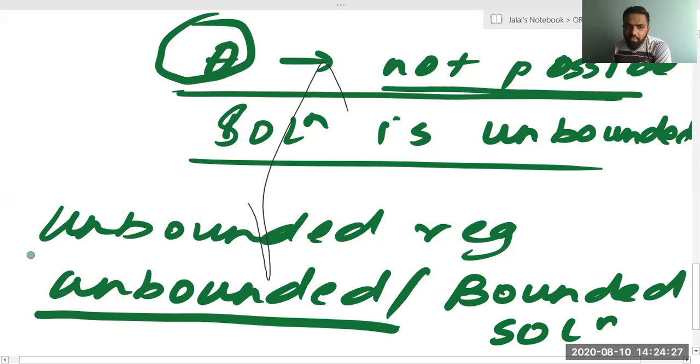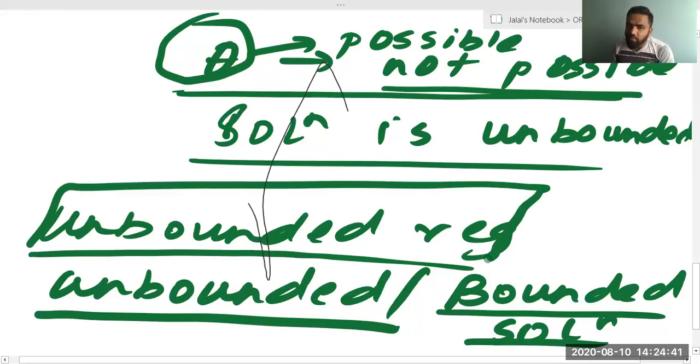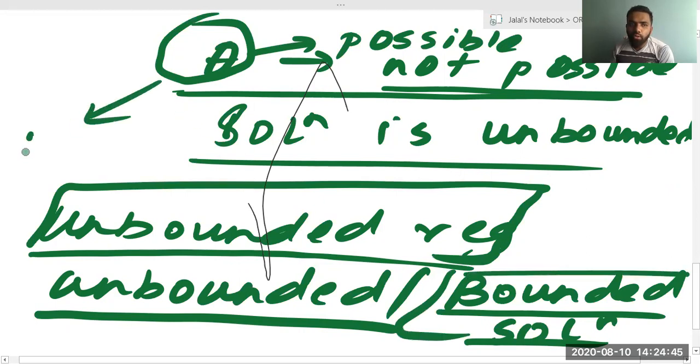And whenever there is an unbounded region and there is minimization, you might get a solution. That means, for an unbounded region, you might get theta if it is less than. Theta is possible, so your region might be unbounded, but still your solution is possible. When you are going to minimize, you might get an unbounded region with a bounded solution.